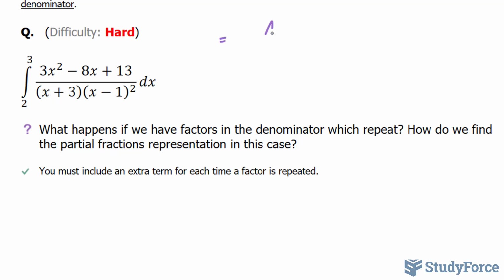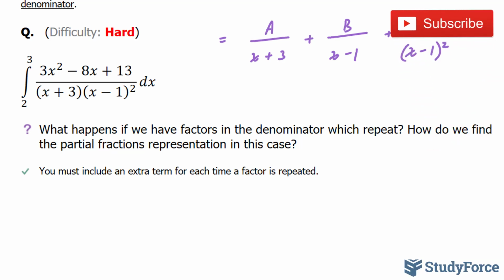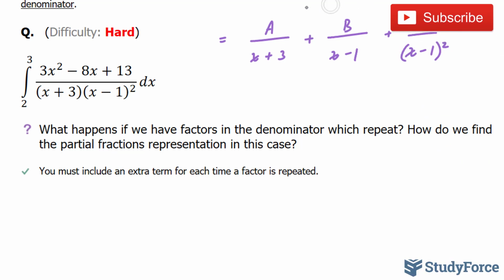We have A over the factor x plus 3, plus B over x minus 1, plus C over x minus 1 squared. If this happened to be x minus 1 to the power of 3, we would add an extra term, D, where we have D over x minus 1 to the power of 3. Now that we've set up our partial fractions, we can go ahead and combine all 3 of these terms.